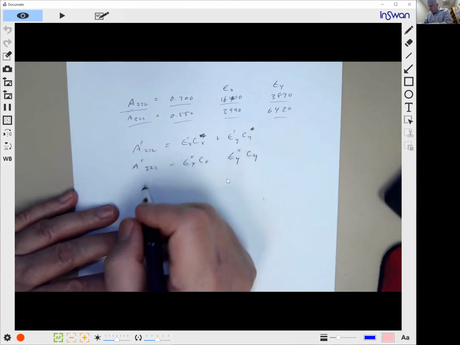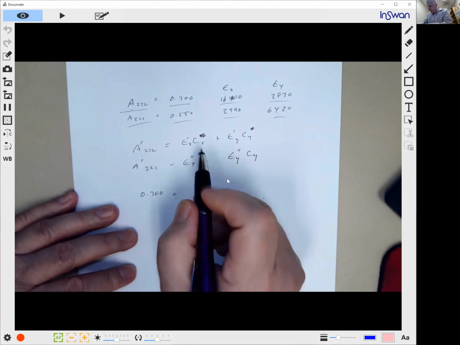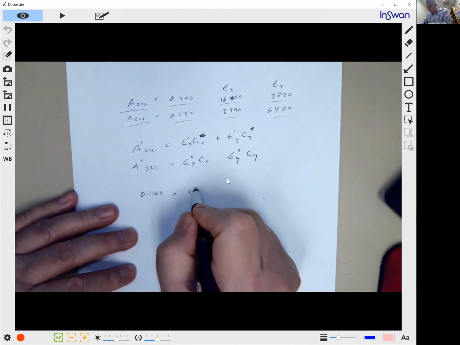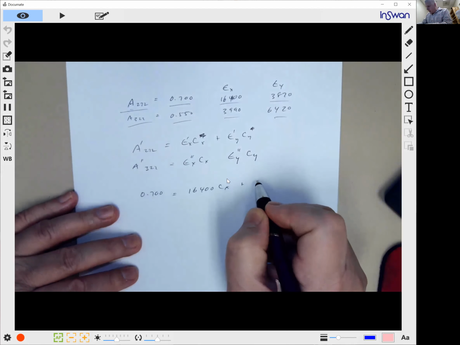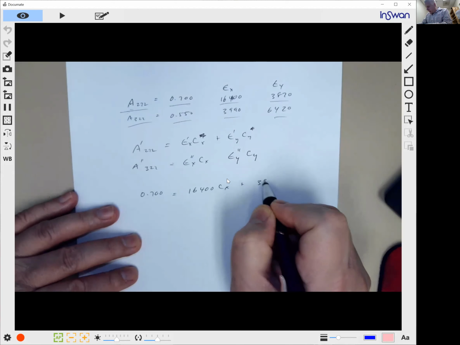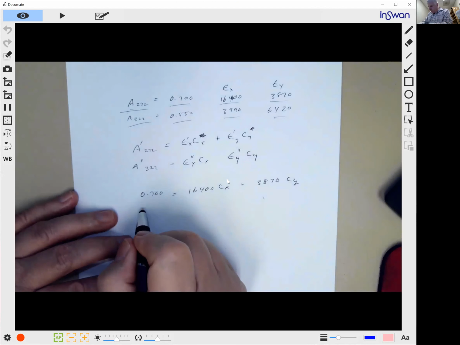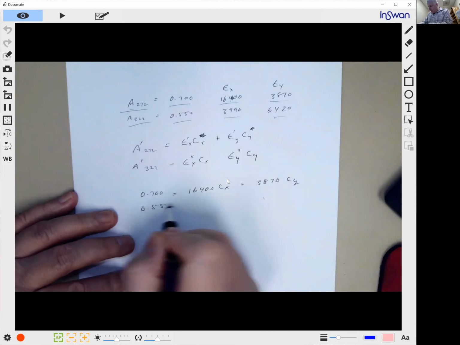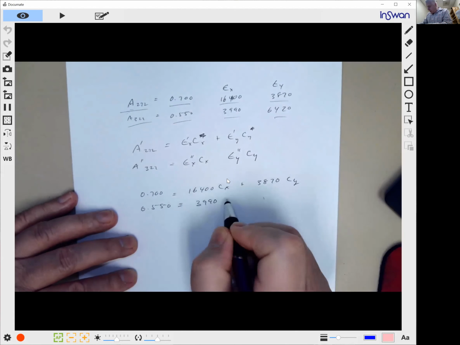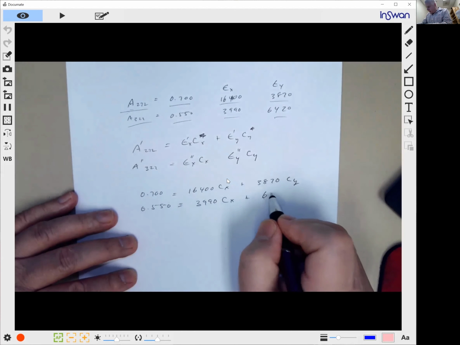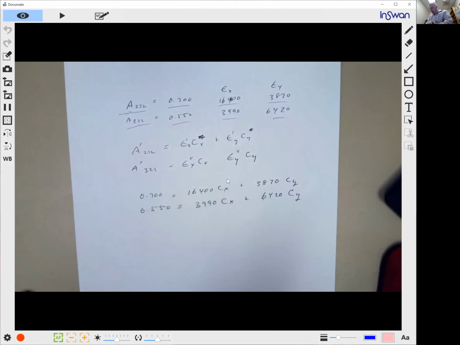So let's just put in the numbers and make this easy. We get 0.7 is equal to 16,400 cx plus 3870 cy, and then 0.55 is equal to 3990 cx plus 6420 cy, right? There's a variety of ways to solve this.